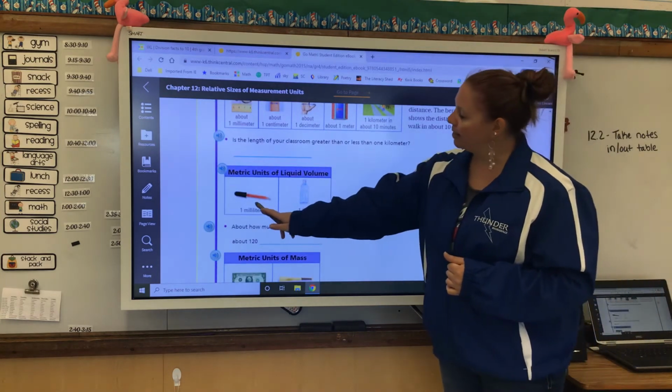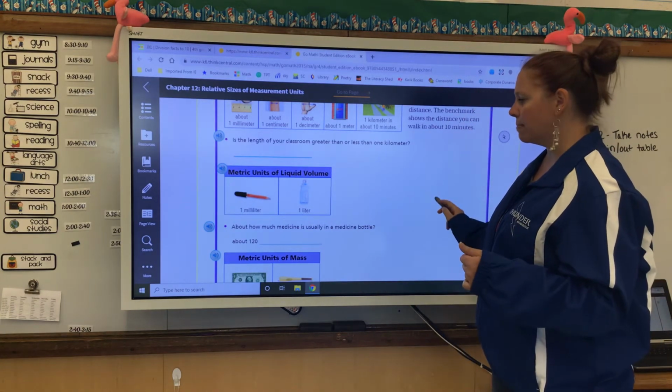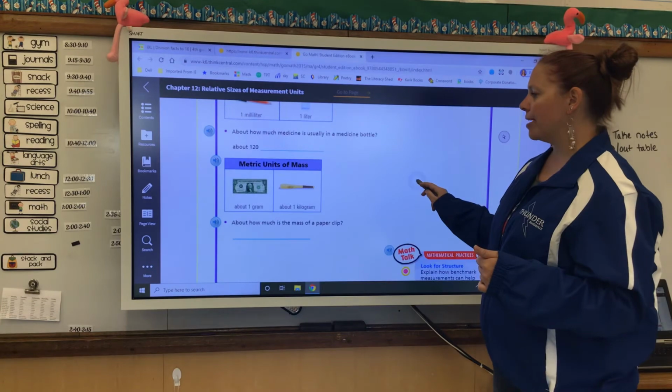And then we also have a milliliter, which is the eyedropper, and a liter. You buy a liter of soda at the gas station sometimes. And then gram and kilogram.